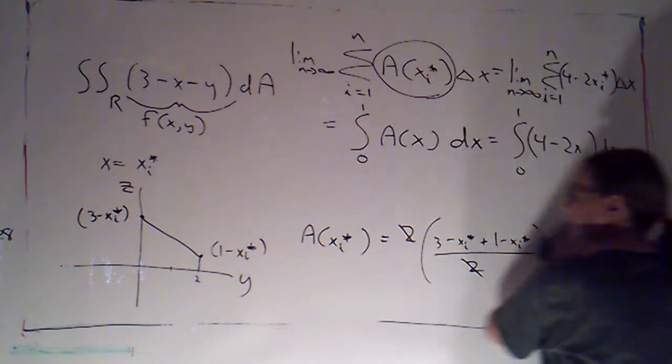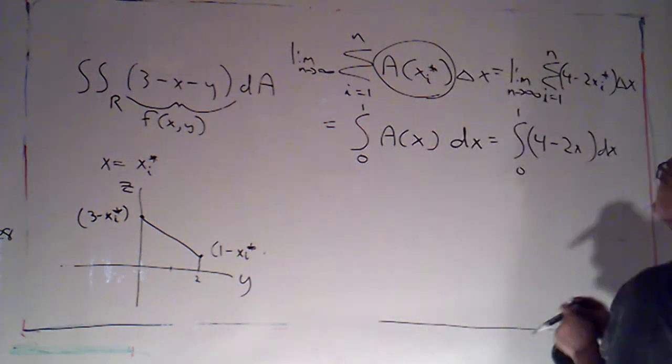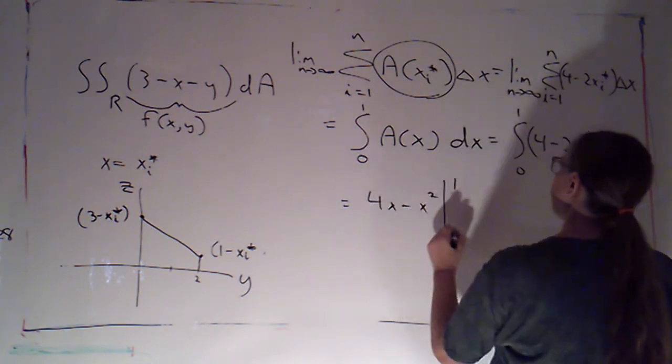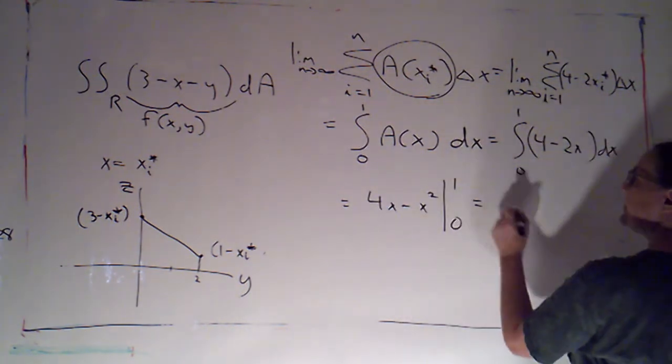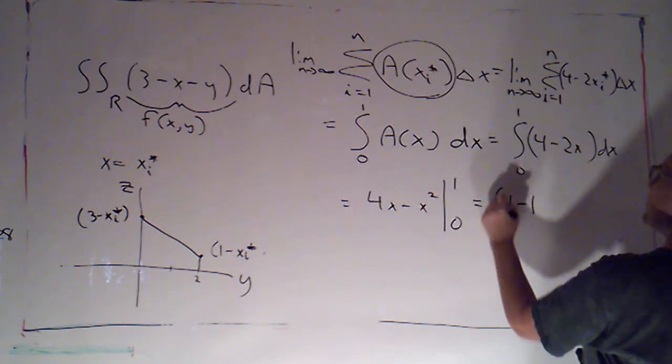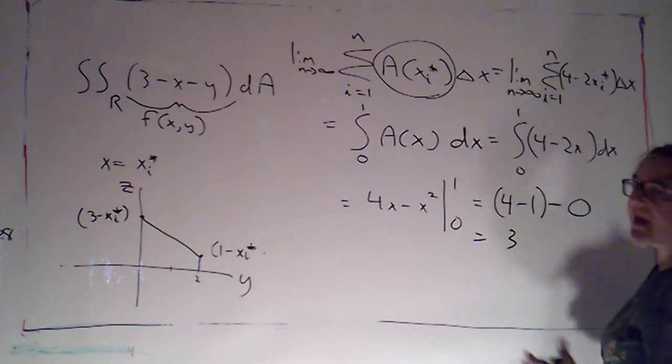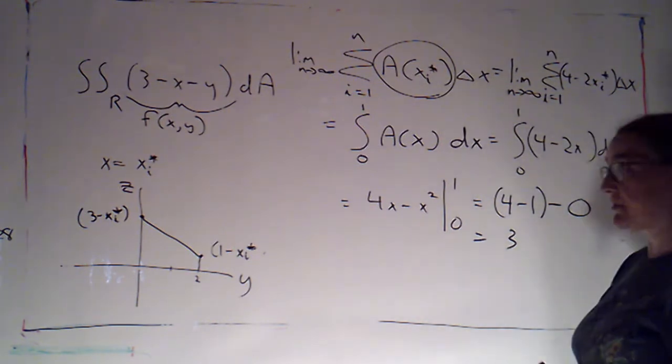Let's actually calculate that. So that's going to be 4x minus x squared evaluated between 1 and 0. So that's 4 minus 1 minus 0, which is just 3. So we would get that the volume is 3. Okay.